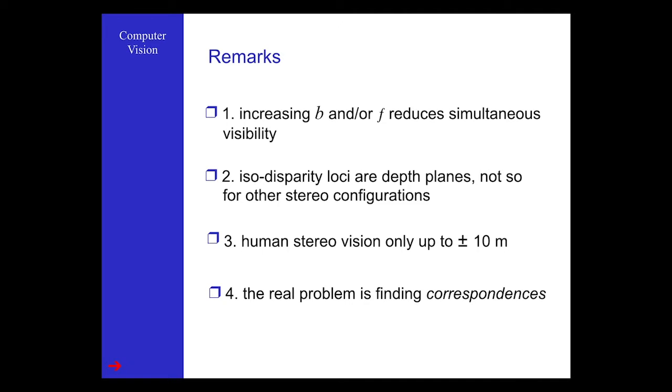And finally, and I already hinted at that before, the real hard problem of stereo is to find the so-called correspondences. And that means to find the points in the two image planes that are projections of the same point in 3D. So we have to find these point pairs that are projections of the same point in the world. And this correspondence problem, that's the real hard nut to crack.